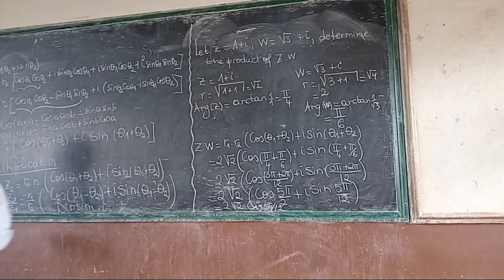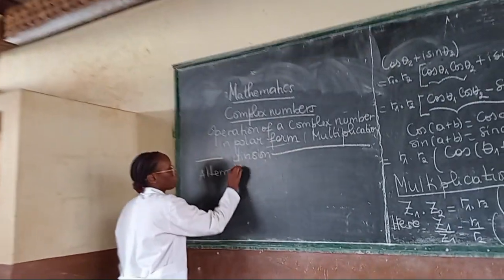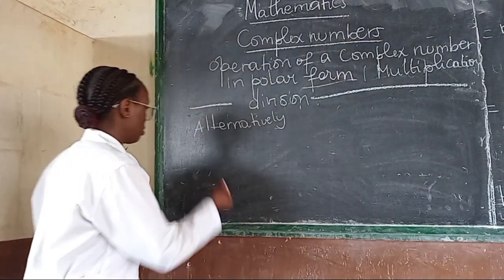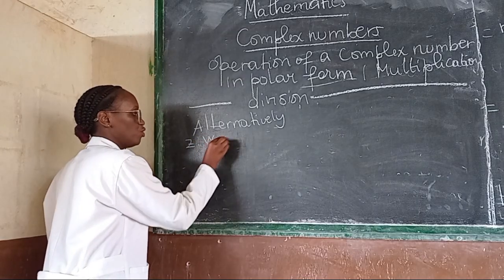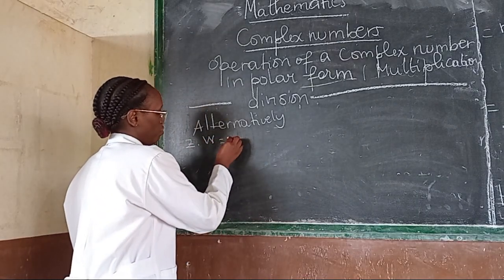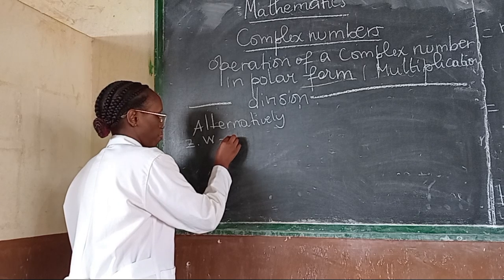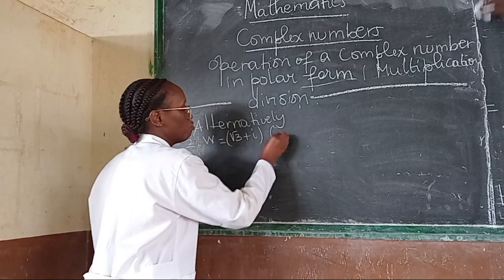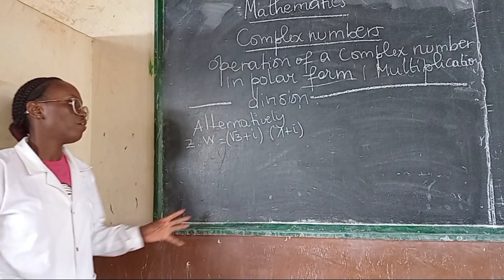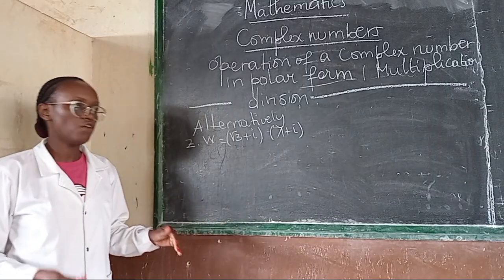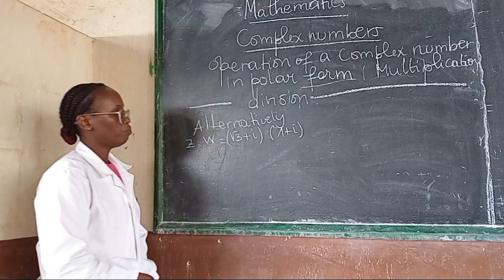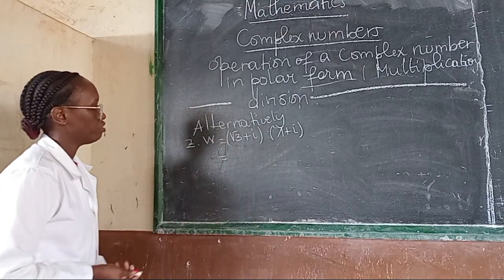That is one way. Alternatively, we can find the Cartesian form of that product. We have z times w. In Cartesian form, we have square root of 3 plus I times 1 plus I. We are going to find their product in Cartesian form, then finally we find it in trigonometric form or in polar form.